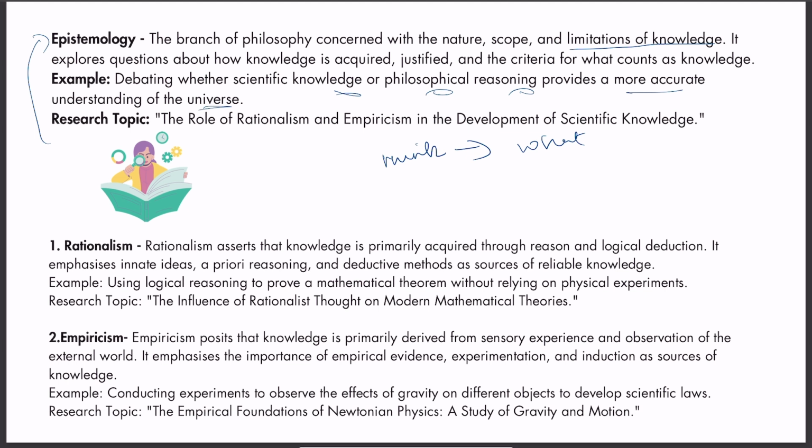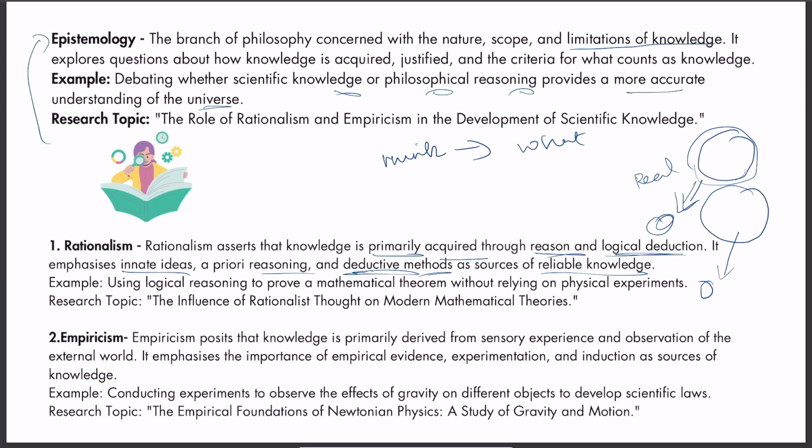Rationalism asserts that knowledge is primarily acquired through reason and logical deductions. So reason and deduction means you start from something that's large, and from here you kind of know the smaller bit, using logic and reasoning, so statistical methods, quantitative research.